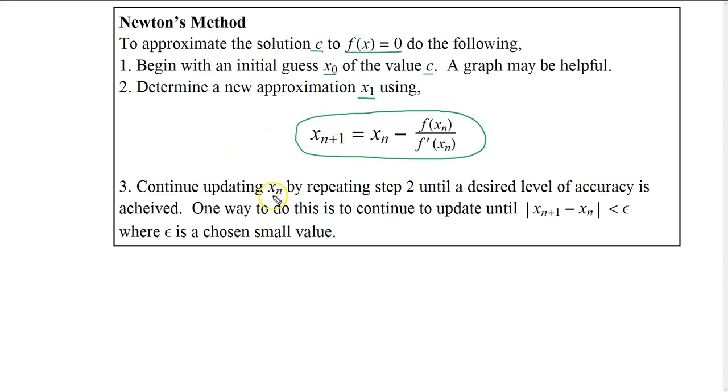Then you continue updating xn by repeating step 2 until a desired level of accuracy is achieved. One way to do this is to continue updating until the difference between successive iterates is less than some small number epsilon that you want. Perhaps it's 0.01 or 0.001, whatever level of accuracy is desired. So let's take a look at an example.